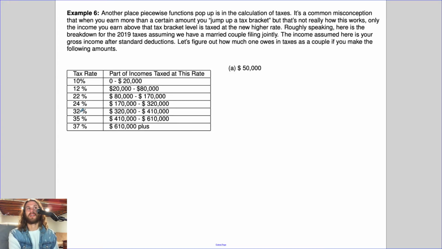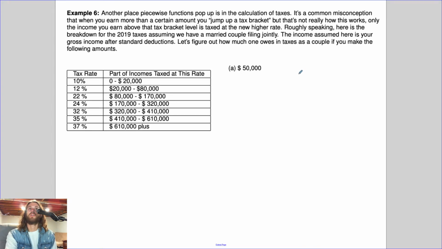How it works is like a piecewise function with a ton of different pieces as you continue. So if you are married filing jointly, which is what I do, this is kind of what your taxes are going to look like. So I'm going to show you how this works.